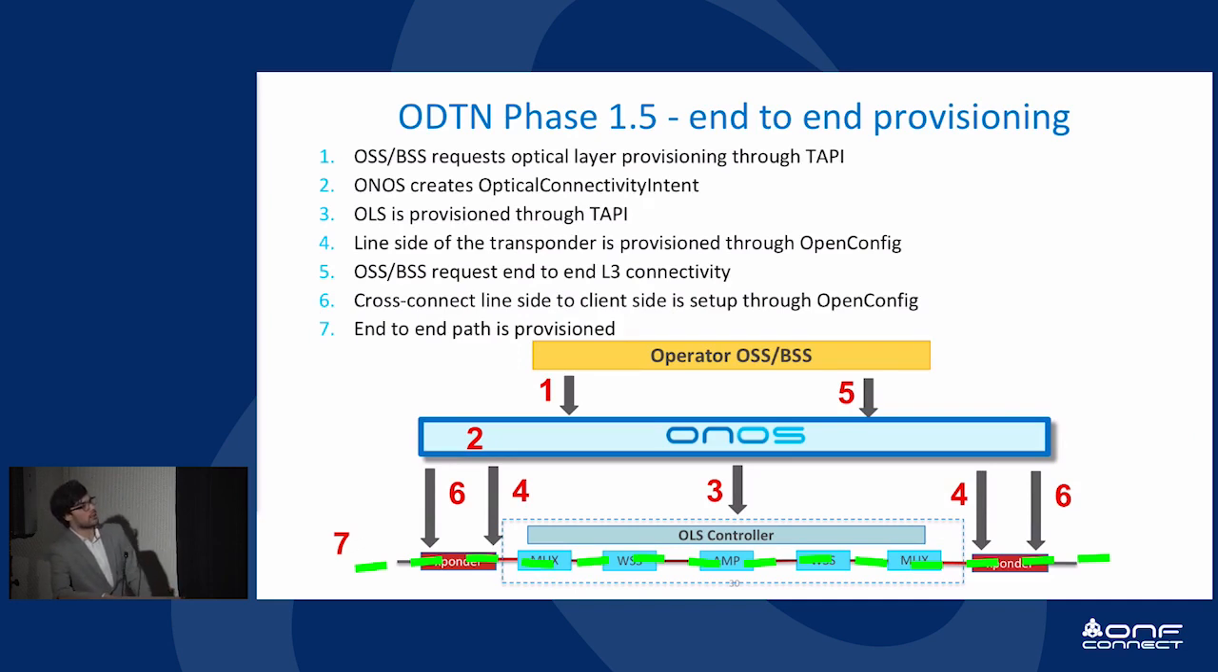So really the end-to-end provisioning goes in these steps. The operator OSS BSS first requires an optical layer provisioning through TAPI. That goes in there, creates an ONOS optical connectivity intent, provisions the OLS, then provisions the line side of the transponders to properly tune the wavelength. Then the OSS BSS requests an end-to-end layer 3 connectivity, and ONOS configures the cross connection in the transponder, that's phase 1.0, and then the end-to-end path is properly provisioned. So this is a high-level overview of what's happening for the end-to-end connection to actually be there, and the traffic to really start flowing.